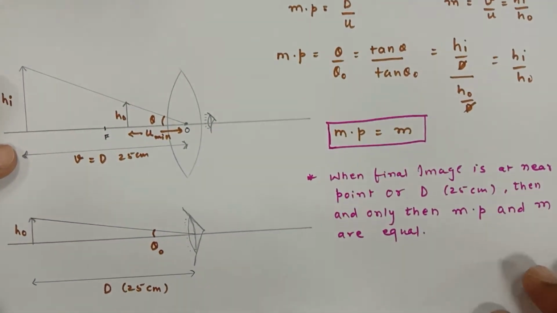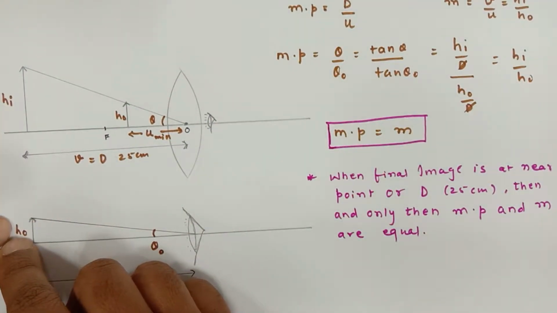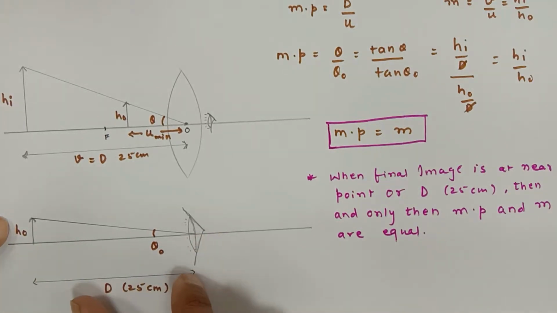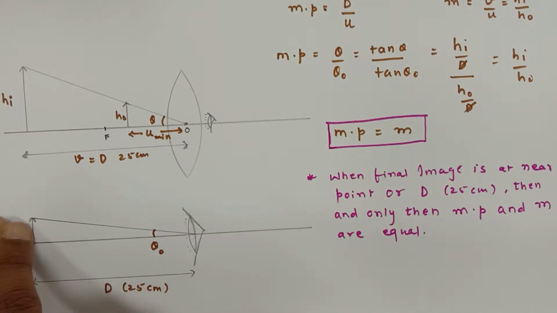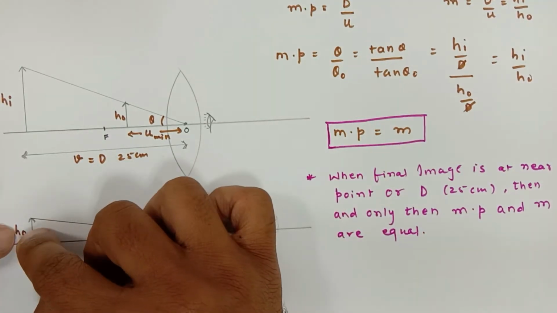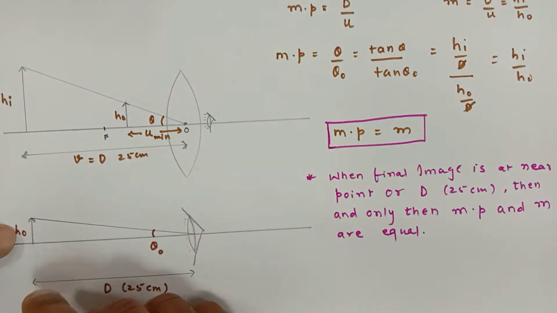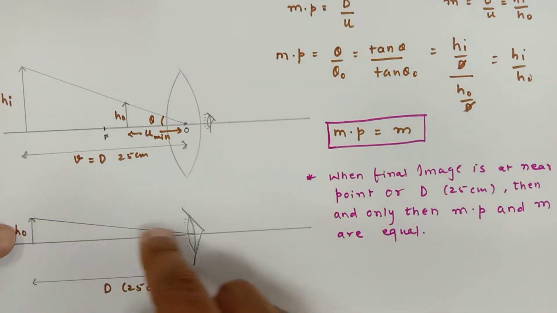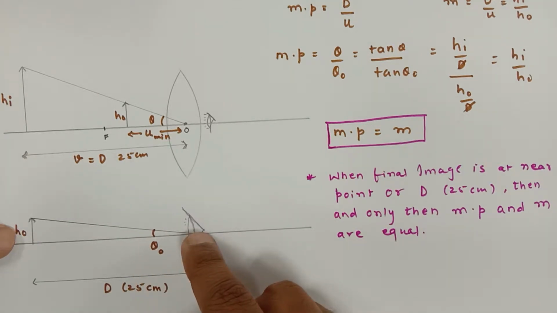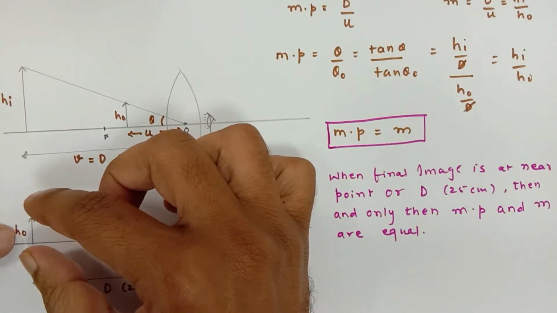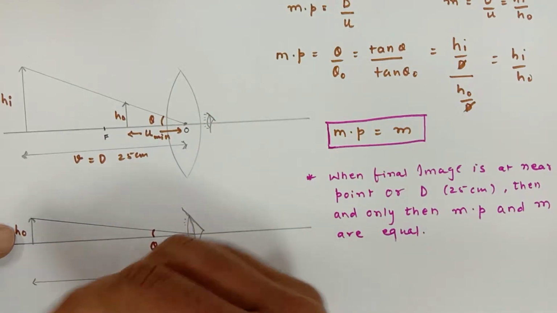So here we have a very small object whose height is HO, kept at a distance of 25 centimeters from the human eye. This distance is called the least distance of distinct vision. So if you bring this object even closer, you won't be able to see it very clearly. You can consider this object to be a grain of wheat, very small in height. Now it subtends an angle theta 0 on the human eye. Now you want to see this grain in an enhanced way.